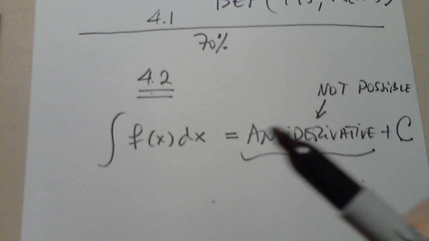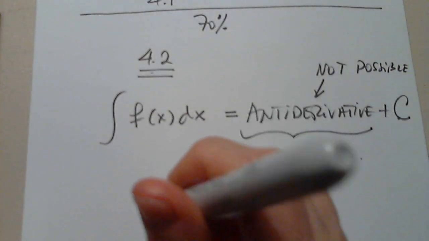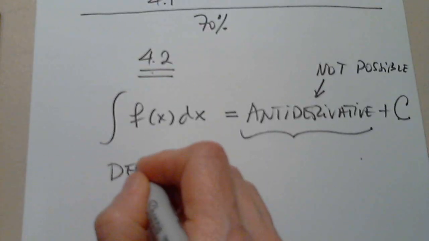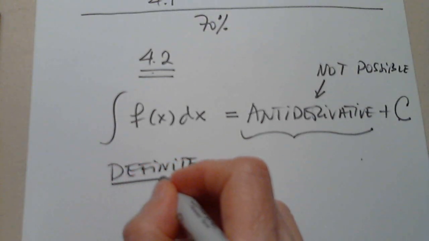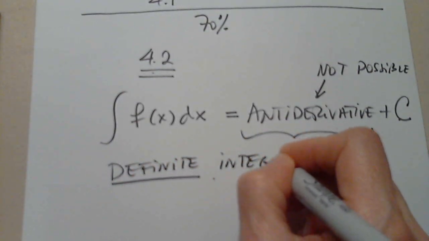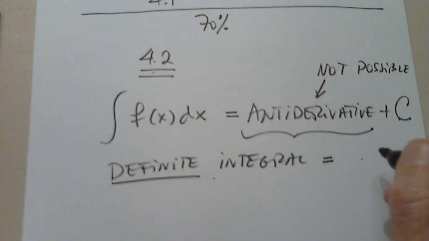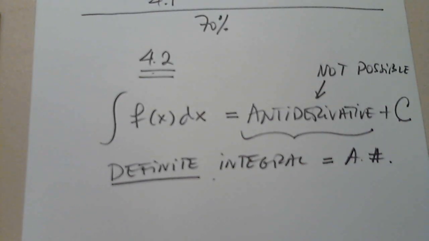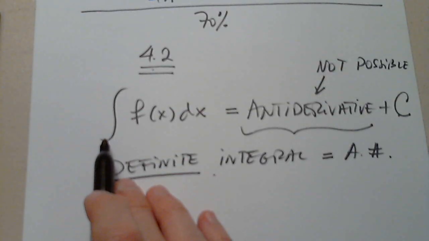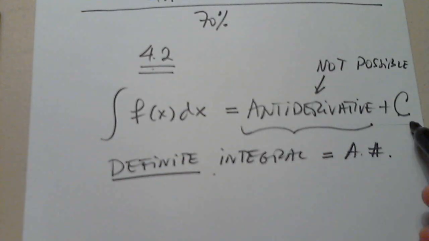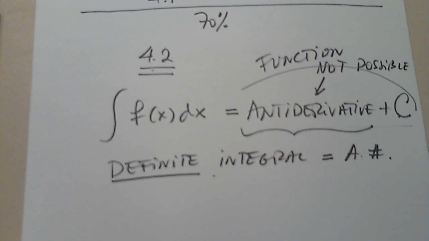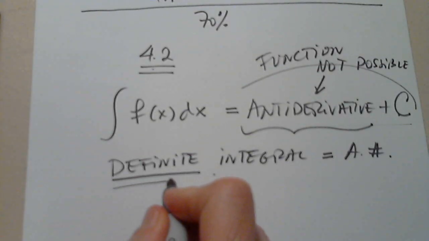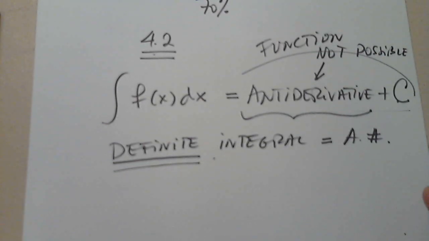Well, if I am asked to determine something called the definite, this is the indefinite, the definite integral. The definite integral equals a number. Look what happened here. The indefinite integral is a function. This is a function or a family of functions. But the definite integral, which I will show in a moment, is always a number.